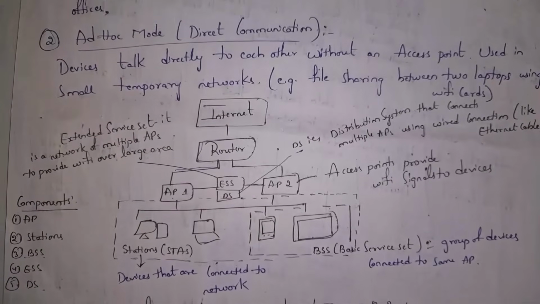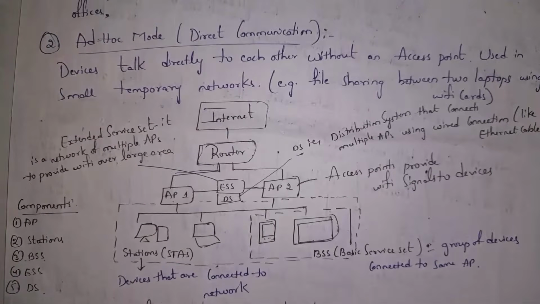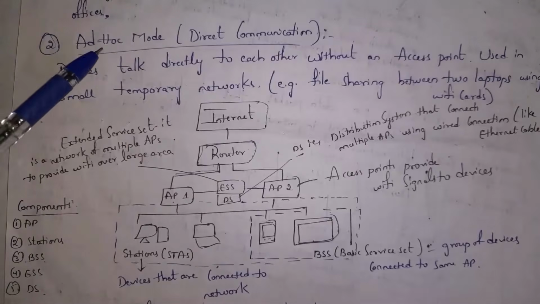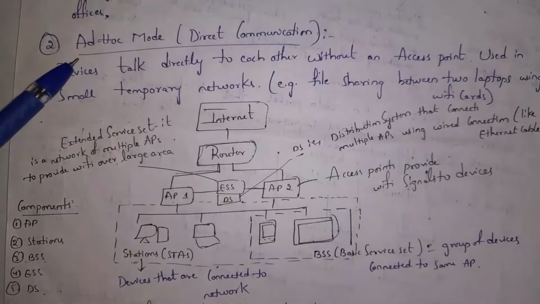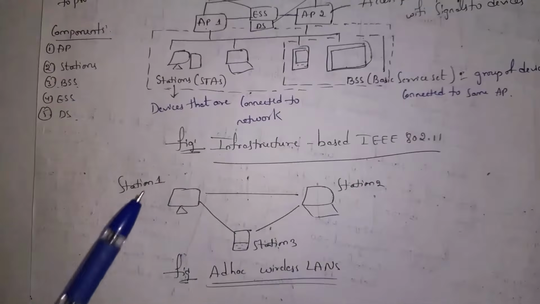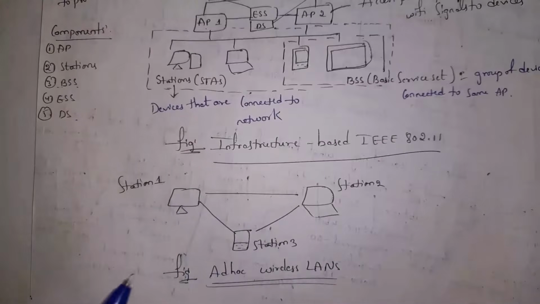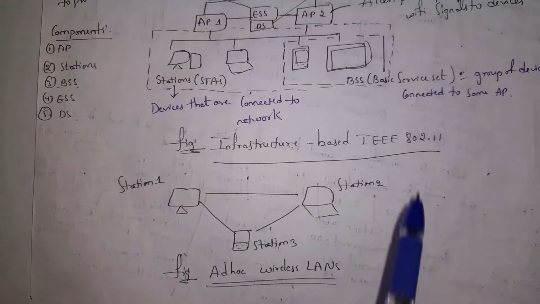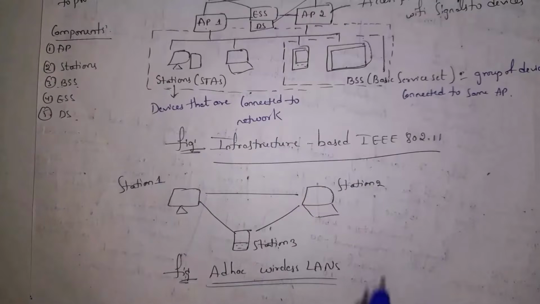The next architecture is the ad hoc mode architecture. In this architecture, devices communicate with each other directly. There will not be any access point. For example, there are stations 1, 2, 3. Stations are nothing but devices that are connected to the network. All these devices will communicate with each other directly without any access point.